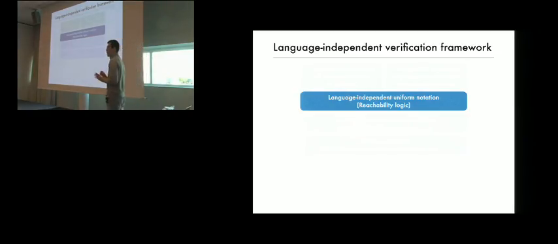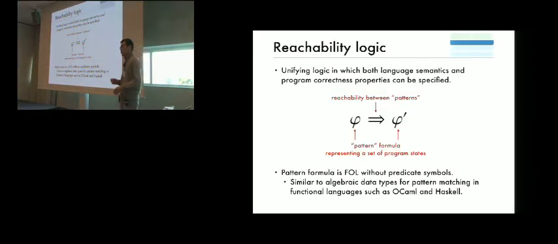Next, the language-independent logic, we call reachability logic, in which you can specify both the language semantics and properties. So the reachability logic formula is given in this form. It's nothing but a pair of two pattern formulas. What it means is any state that satisfies the first pattern formula will eventually reach one of the states that satisfy the second pattern formula. Okay? And each pattern formula is nothing but a first-order logic formula without the predicate symbols, but we have function symbols. You can simply think about this as algebraic data types with variables, as used in the pattern matching construct in functional languages like OCaml and Haskell.